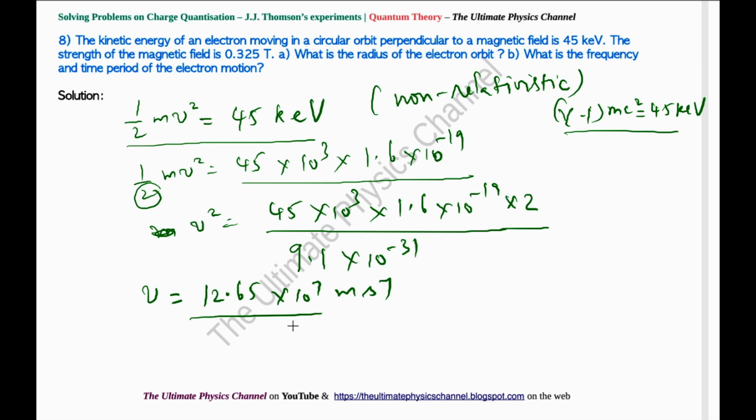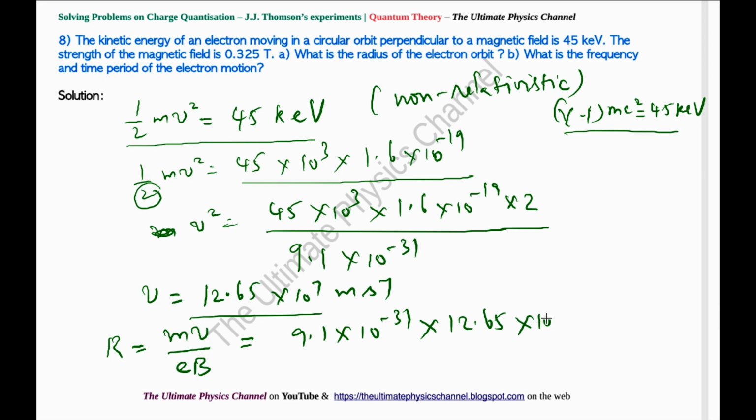Now we need the radius of the electron orbit r, for which we have an expression mv over eB. Here we have calculated v, so we substitute the mass as 9.1 times 10 power minus 31 times 12.65 times 10 power 7 for v, over the charge of the electron 1.6 times 10 power minus 19 times the field. The field is given as 0.325 T.